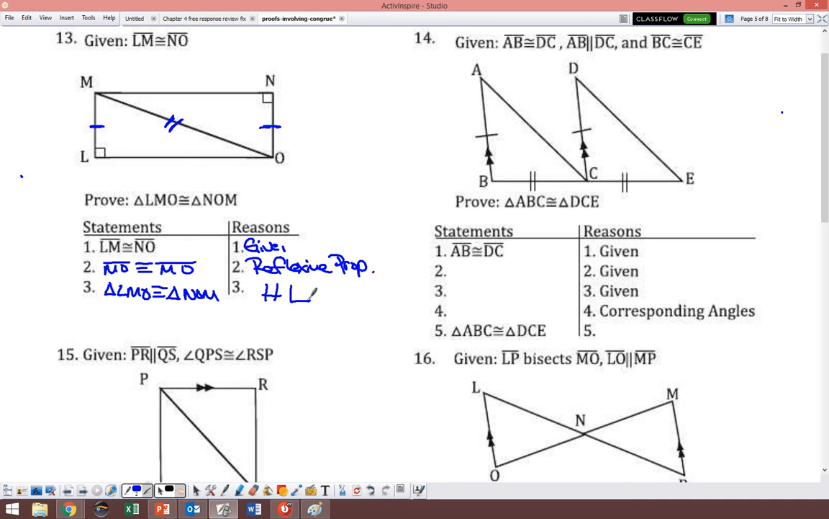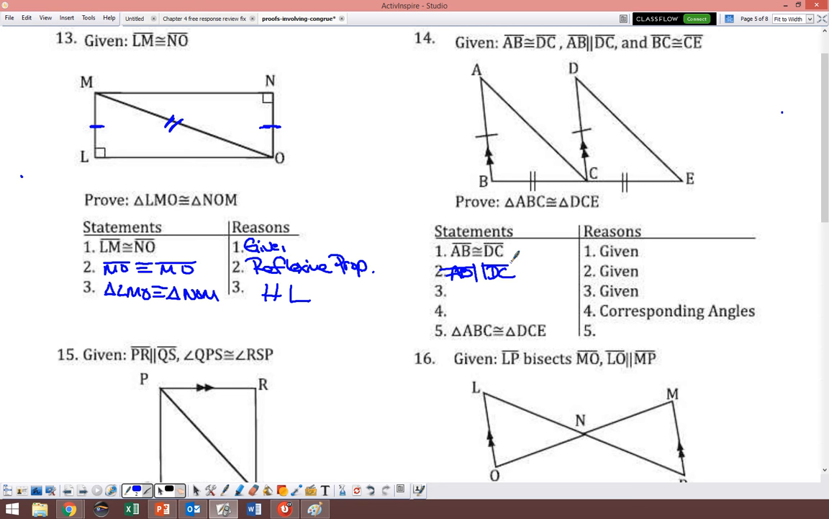Alright, 14. Okay, that's easy. What's 2? Very good. AB is parallel to DC. It has the markings already, has my angles, or my arrows, I'm sorry, has the arrows there.